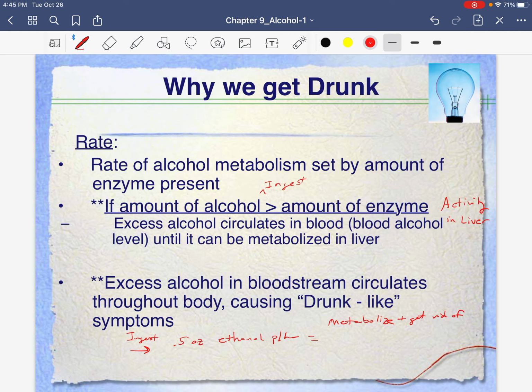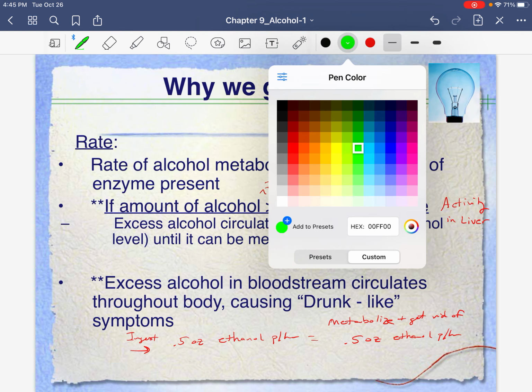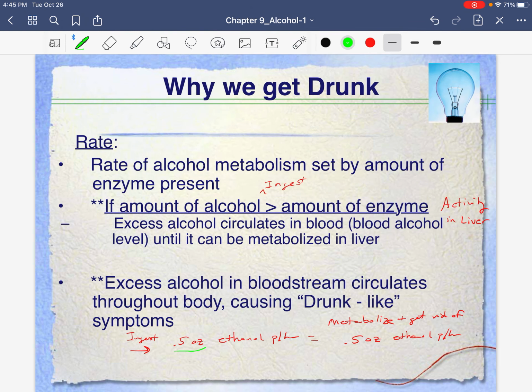How much can we metabolize and get rid of each hour? 0.5 ounces of ethanol. So if you're balanced, if what I bring in is the same that I can get rid of, then there's no symptoms. And remember, 0.5 is what we can do.